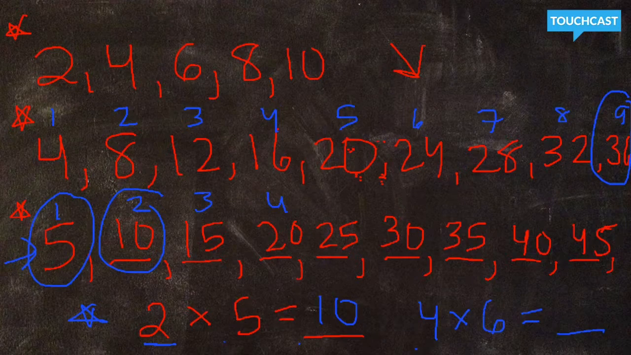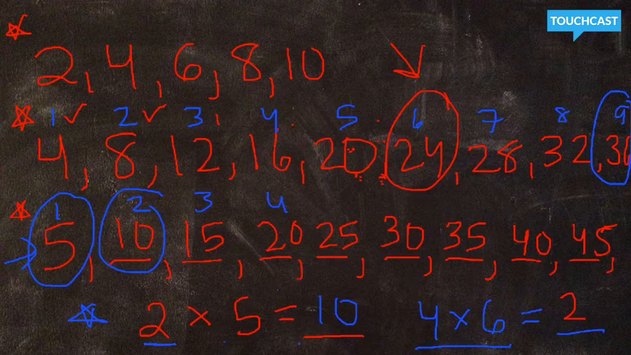All right, now 4 times 6. Let's take a look at the 4s. Here's 4 times 1 is 4. 4 times 2 is 8. 4 times 3 is 12. 4 times 4 is 16. 4 times 5 is 20. Oh, and here's 6. 4 times 6 then is 24. If you got the product of 24, give yourself another pat on the back. Awesome job.